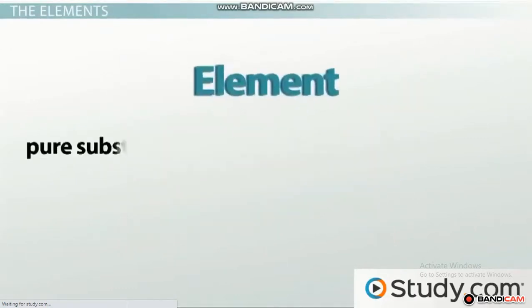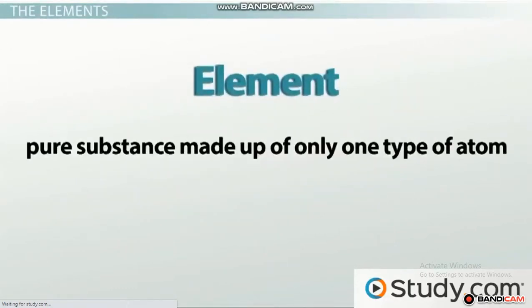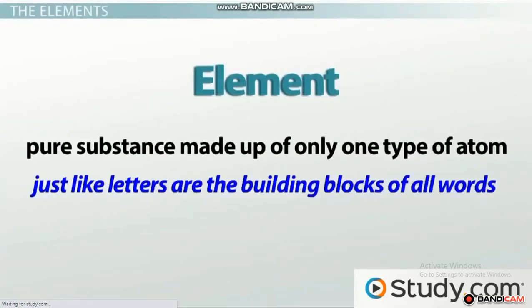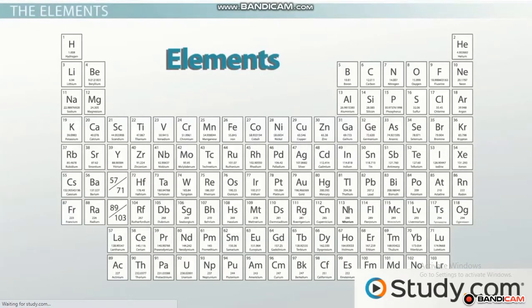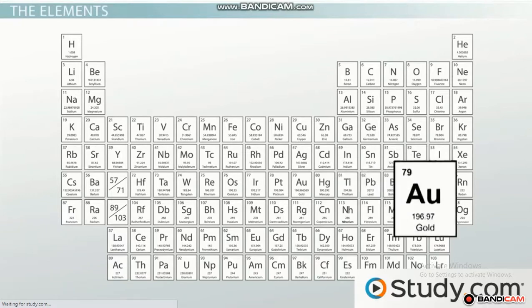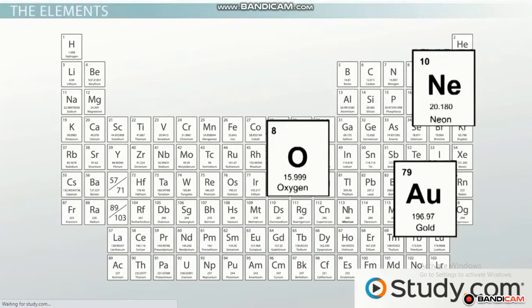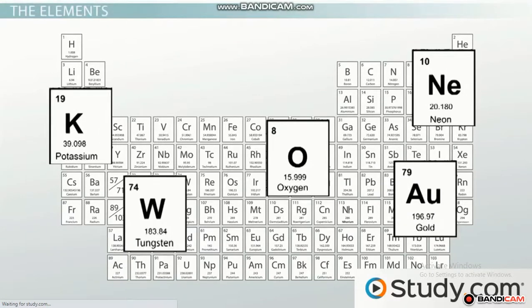An element is a pure substance, made up of only one type of atom. Elements are the building blocks of all matter, just like the letters are the building blocks of all words. There are currently 118 known elements represented on the periodic table. Some are found in nature, and others are created in laboratories. Each little block on the periodic table represents one element. Some examples of elements are gold, oxygen, neon, potassium, and tungsten.